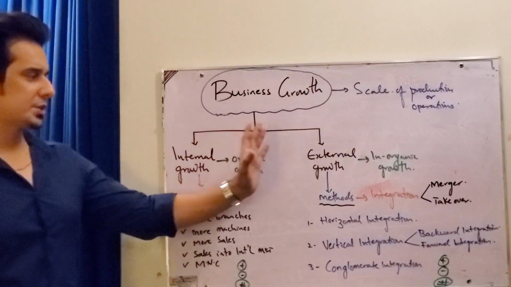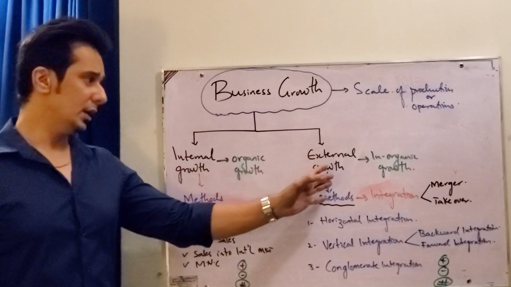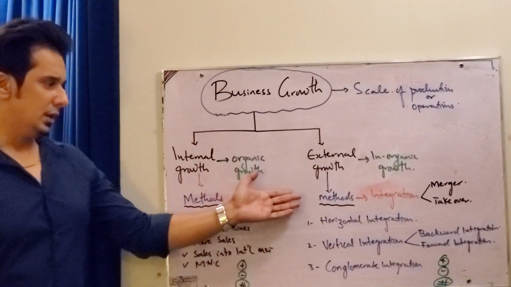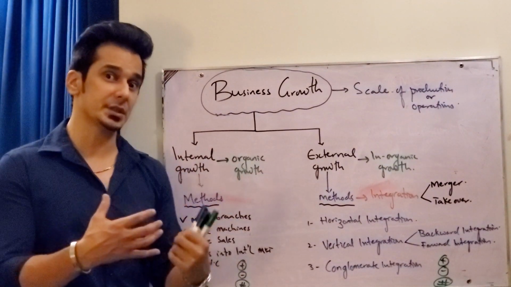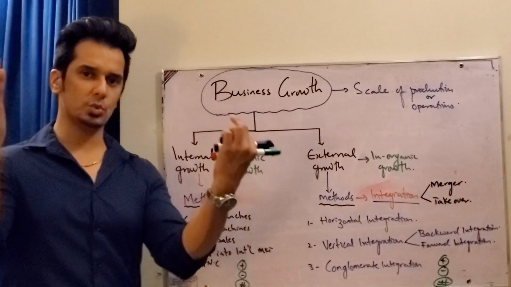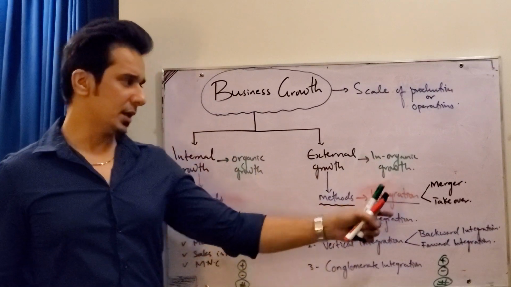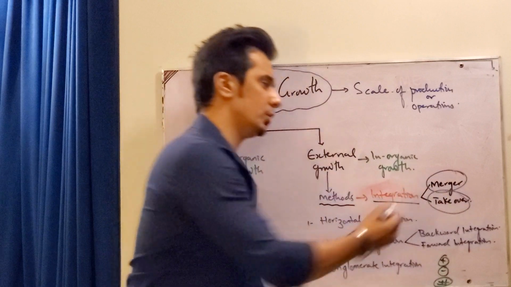Now if we talk about external growth, external business growth is also known as inorganic growth. What are the methods of external growth? A business can grow externally by integration. Integration is when two or more businesses become one. So how can they become one? Either by a merger or by a takeover.